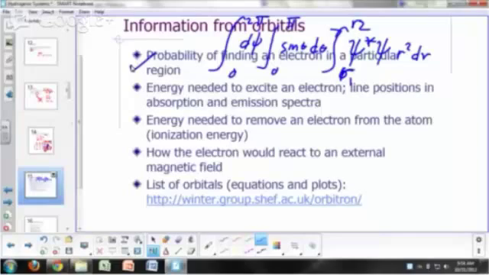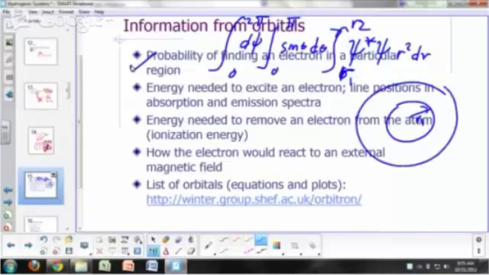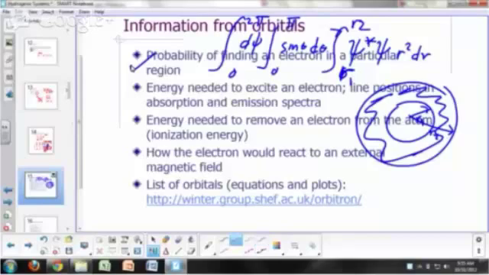So this, for example, would be the probability of finding the electron within a spherical shell of inner radius r1 and outer radius r2. So the probability of finding it in that shell, you're integrating from r1 to r2, but you're also integrating over all possible angles. So theta 0 to pi and phi 0 to 2 pi. So that's one example, okay?